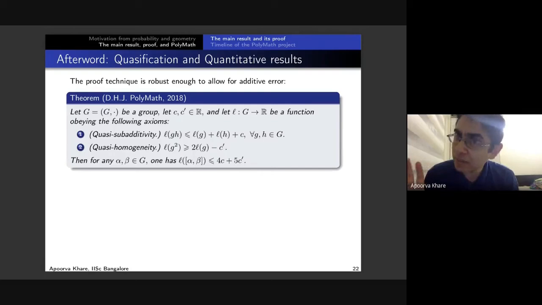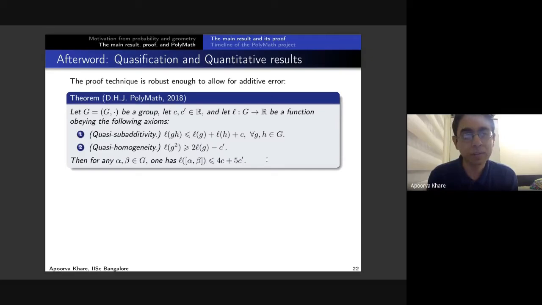C may be negative. I'm not saying anything about the sign of C. Similarly, suppose my homogeneity, or two homogeneity, is only true up to some C prime. And again, C prime can be positive or negative. Then for any alpha, beta in my group, the length of the commutator is less than 4C plus 5C prime. There is no dependence on alpha and beta. It's a uniform upper bound.